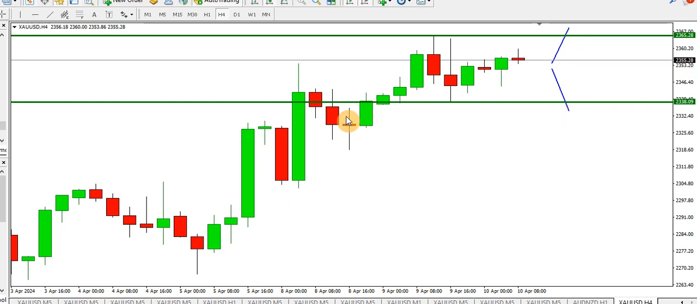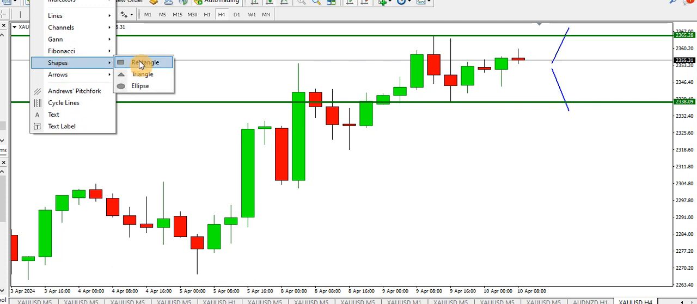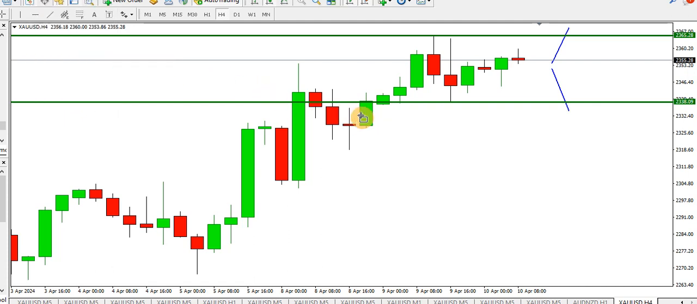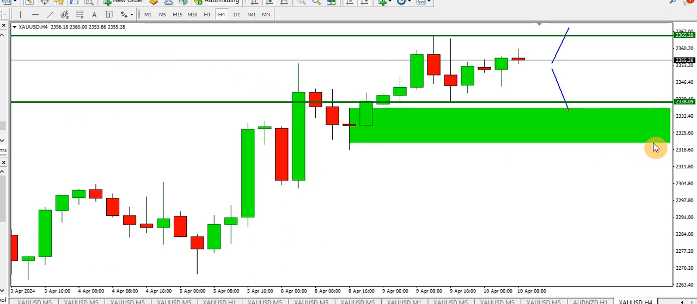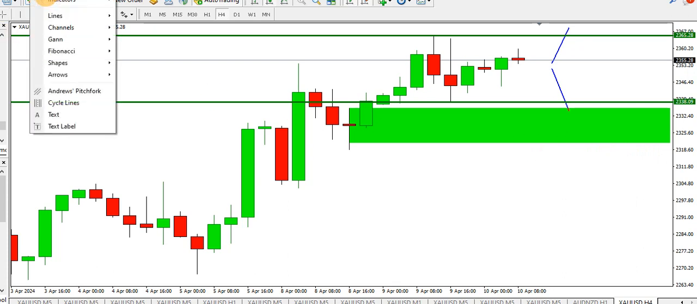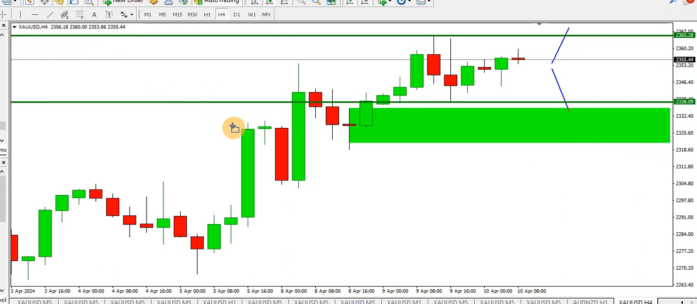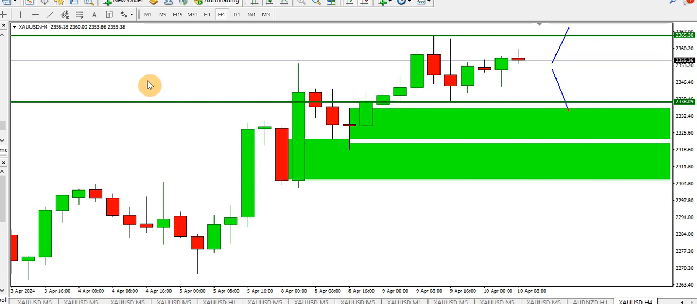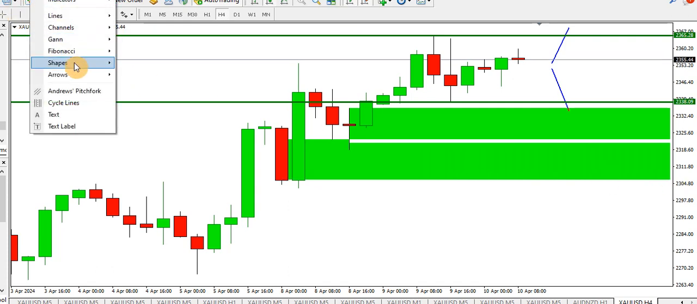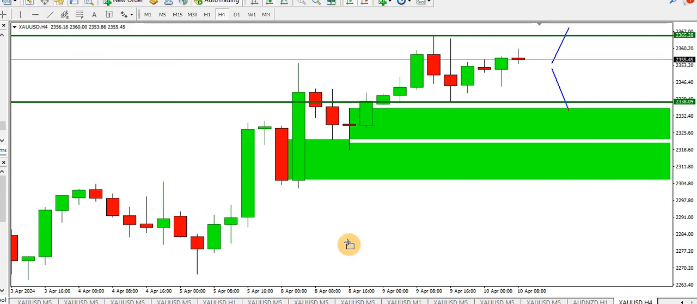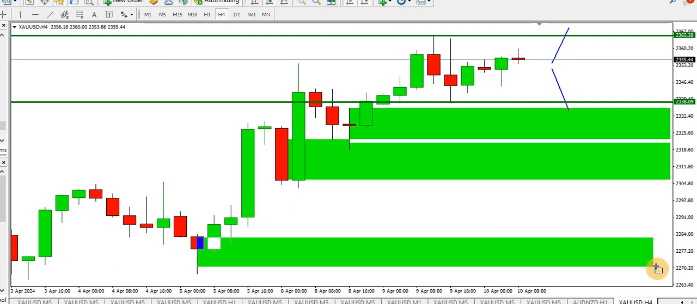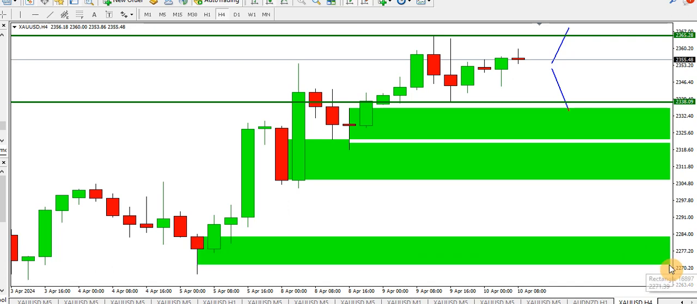But if it breaks below the 2338 level, we have quite a number of other blocks waiting. This one where buyers will be waiting. This is another one. This is also another one. We'll be waiting around here to push price back up. So that's that for the 4-hour time frame.